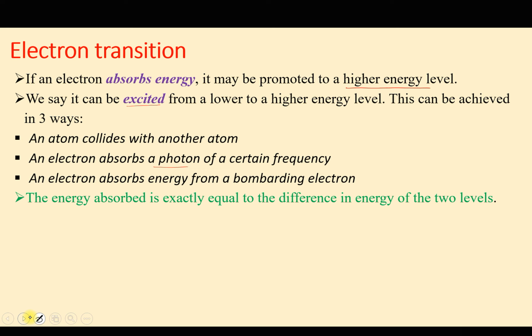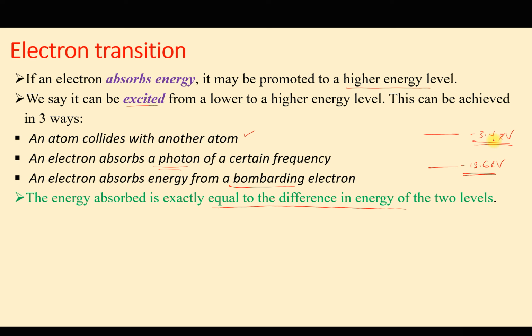So the energy absorbed is exactly equal to the difference in the energy of the two levels. So an electron at negative 13.6 electron volts must absorb exactly the right amount of energy to promote it to negative 3.4 electron volts. If the energy obtained during the collision, or from the photon, or from the bombardment is not enough to promote the electron from this energy level to another specific energy level, that photon is not going to be absorbed by this electron.